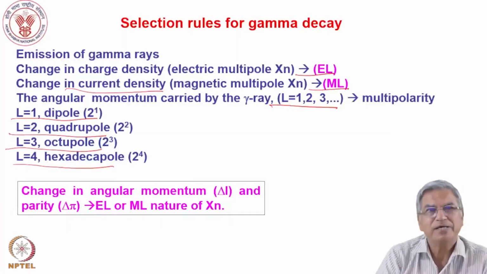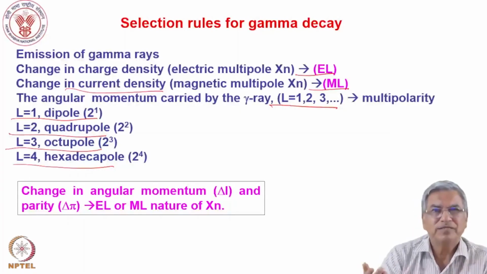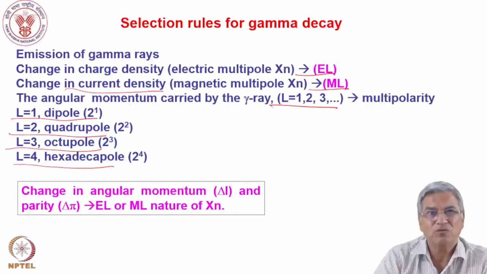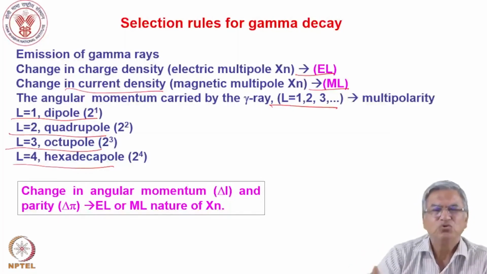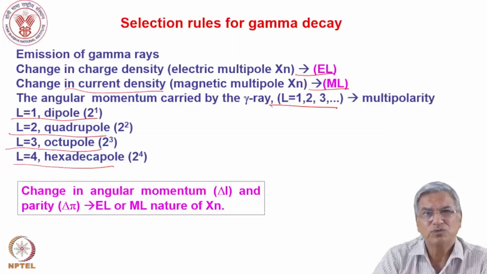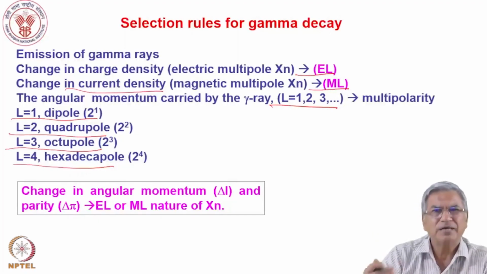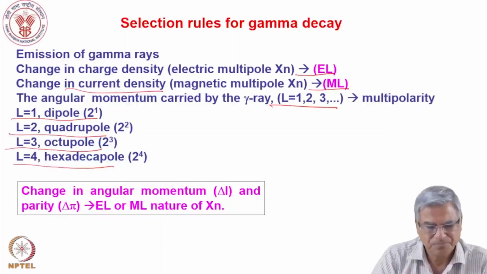So as we go to higher and higher L value, the transition becomes more and more hindered, because it is difficult for the gamma ray to carry large angular momentum. In fact, when there is an excited nucleus, it has to emit a gamma ray by changing a large angular momentum. And if that is not possible, then particle emissions, neutron and proton emissions, are more favored from the excited nuclei if the energies are more than the binding energy of the nuclei. So the gamma ray essentially does not carry much angular momentum. If it has to carry more angular momentum, that gamma ray decay is hindered.